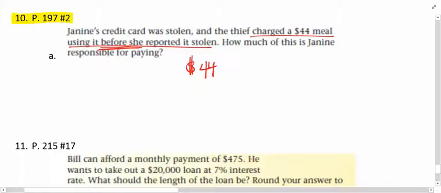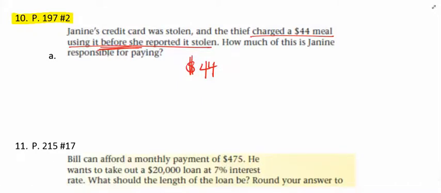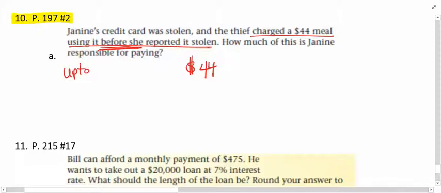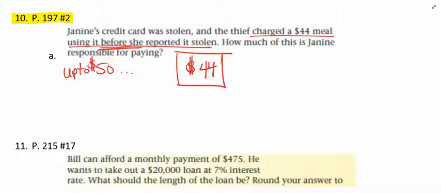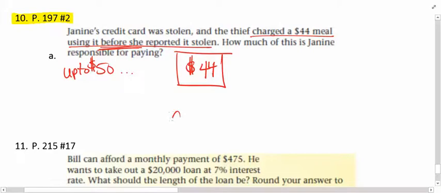So maybe she knew it was stolen and just didn't report it in time, or maybe she didn't know it was stolen. But we're responsible in this case for paying up to $50 in charges. Now, in this case, this thief didn't spend over 50, so we're on the hook for all $44 that were charged. But if this thief had put $300 on the card, we still would have had to pay just $50. Had she reported this card stolen immediately, if she noticed that it was missing and reported it right away before this meal was charged, then she would have owed $0.